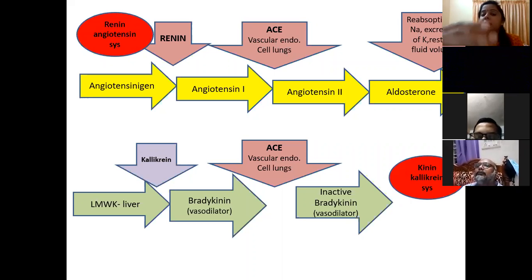Also, in the upper one, in the renin system, when we give an angiotensin converting enzyme inhibitor, angiotensin 1 is not converted to angiotensin 2. So there is no vasoconstriction from angiotensin 2, no effects of aldosterone. Okay.